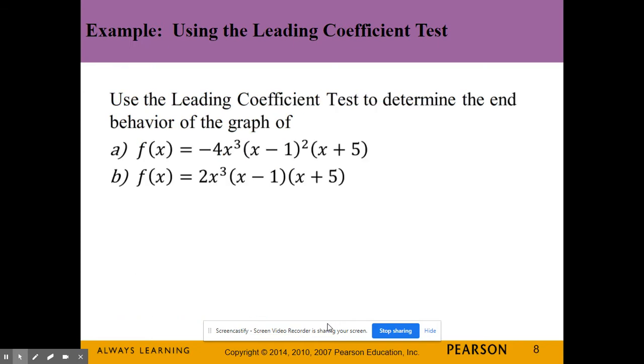Why don't you try both of these? I would suggest pausing the video, give yourself a chance to figure them out, and then we'll come back and we'll try them together.